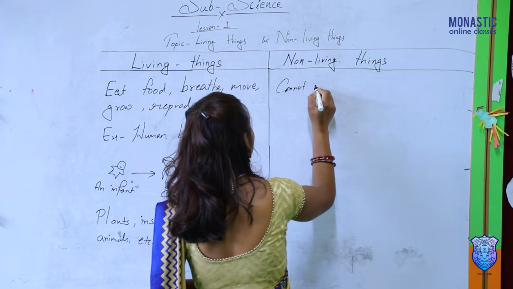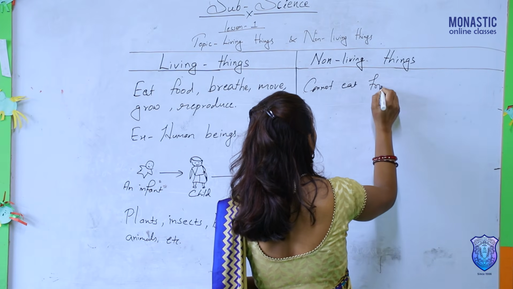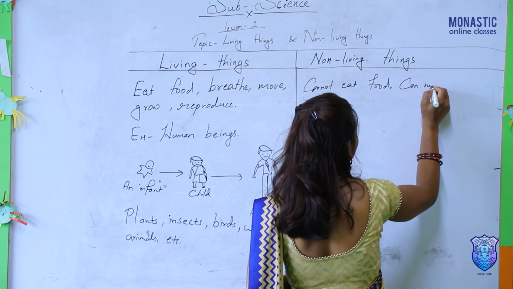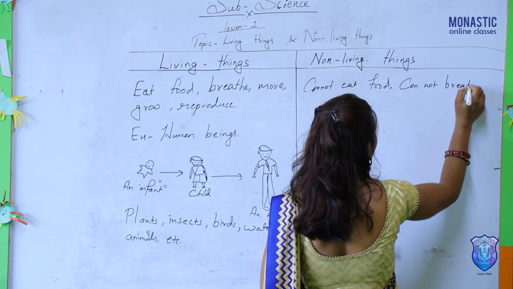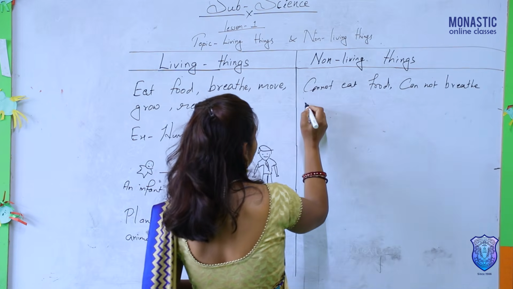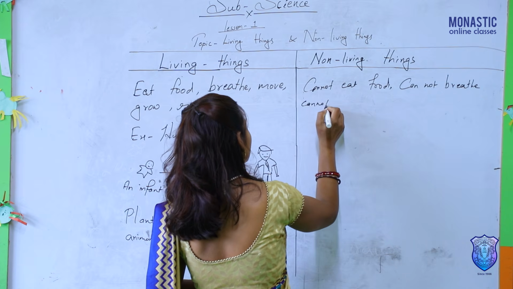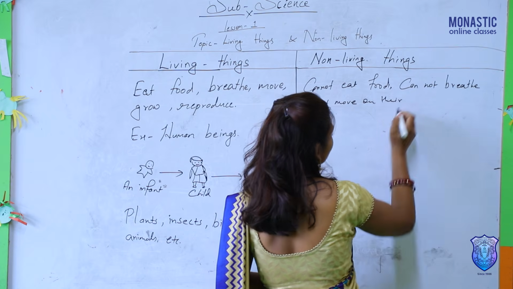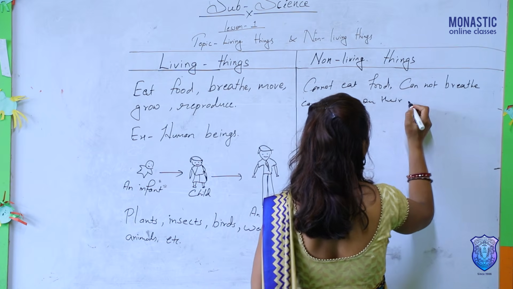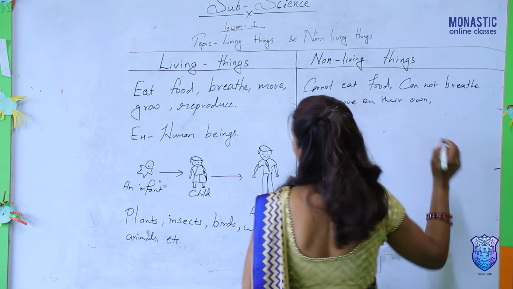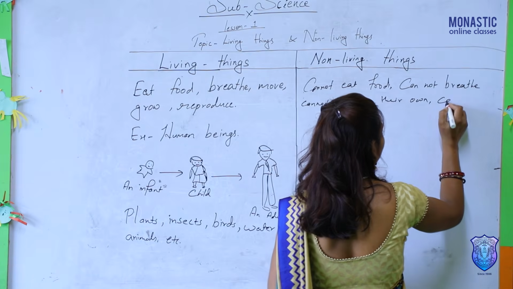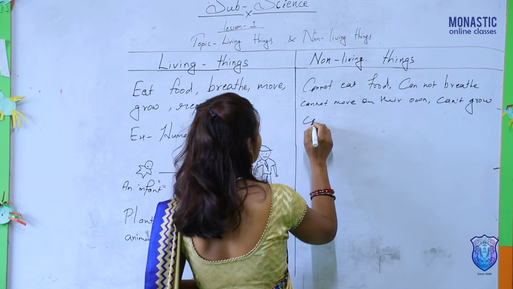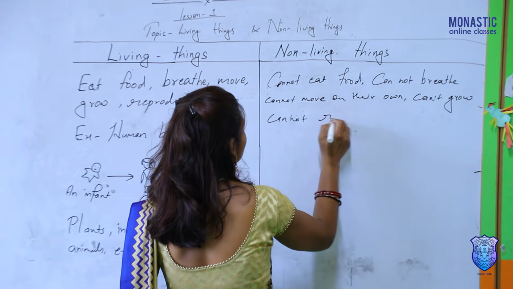cannot eat food. They cannot breathe. They cannot move on their own. Actually, if you take them, you can keep them somewhere, but they cannot move of their own. They can't grow. And also, they cannot reproduce.